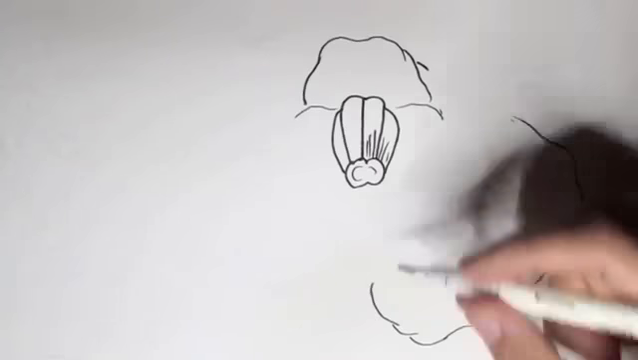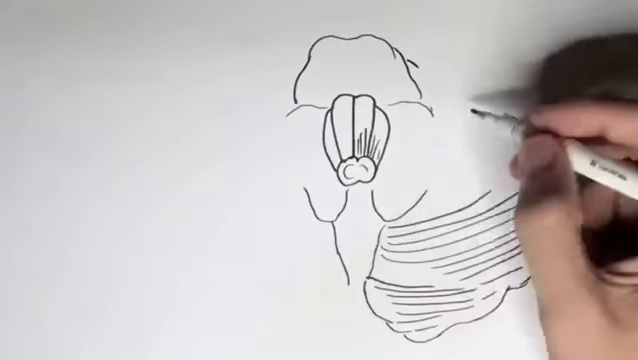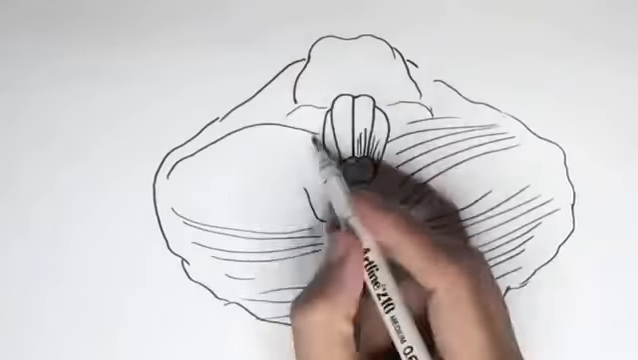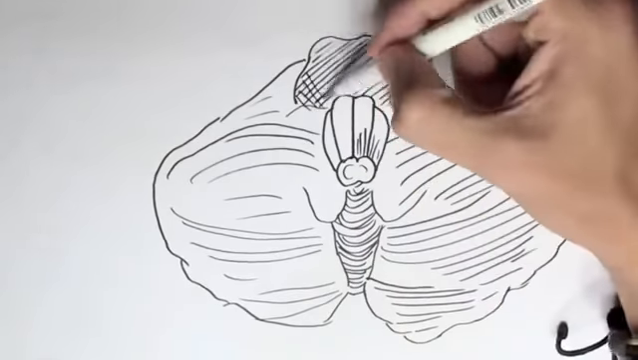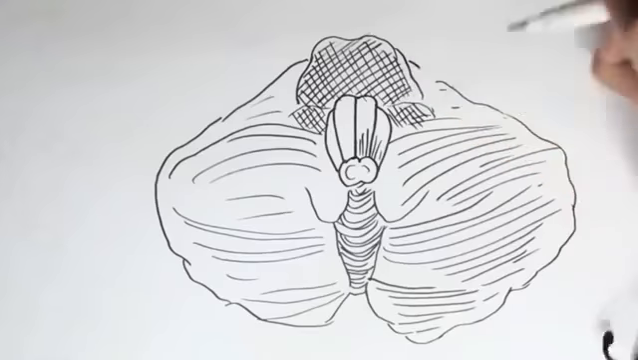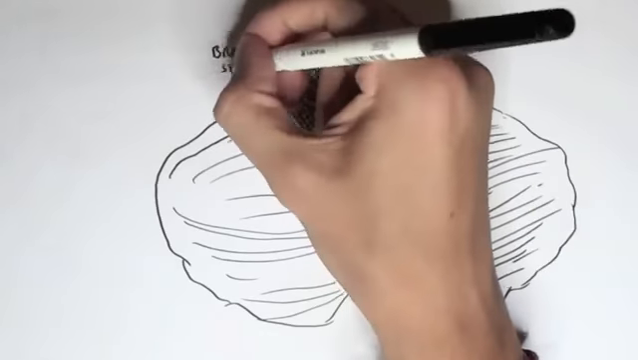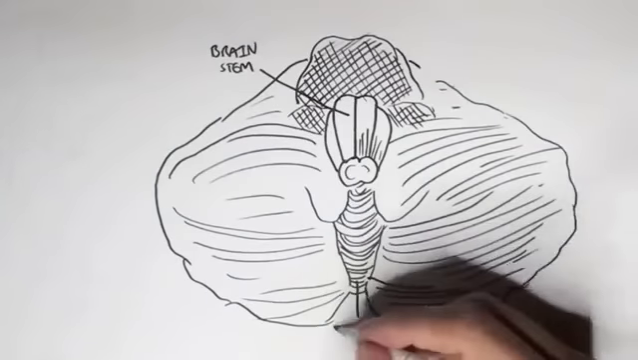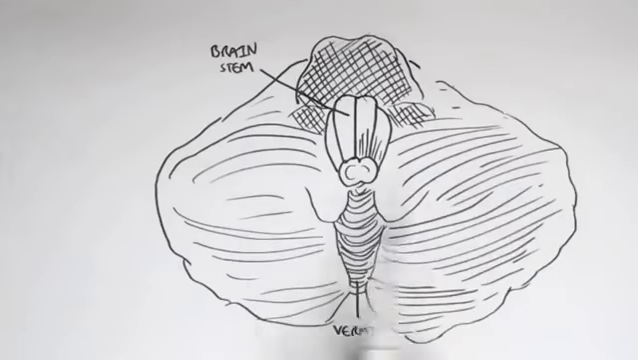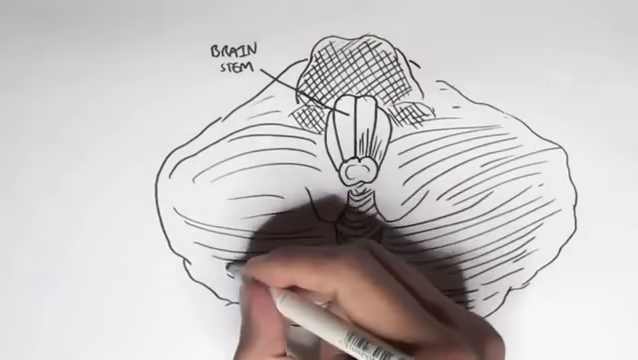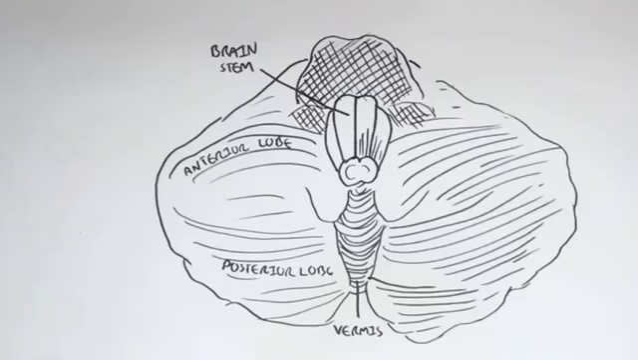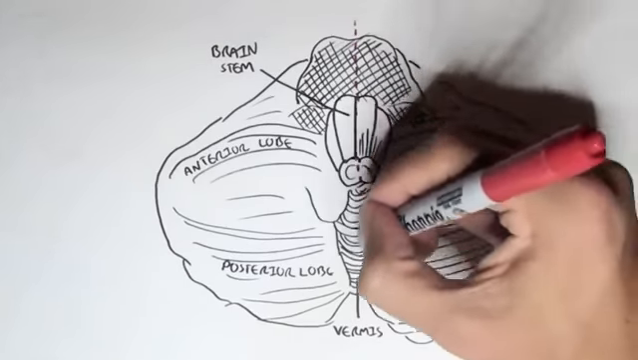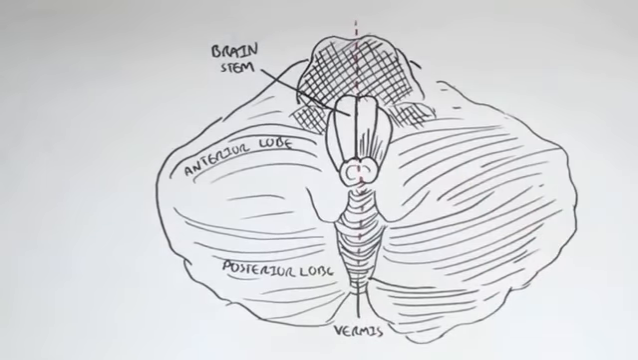So here we have another image diagram of the cerebellum. Cerebellum here, as you can see, consists of two hemispheres. And here we have the brainstem coming down. What separates the two hemispheres, or what joins them together, is an area known as the vermis. And here we have the anterior lobe and the posterior lobe of the cerebellum. And this red line I'm drawing, as you can see, shows that the cerebellum consists of two hemispheres.